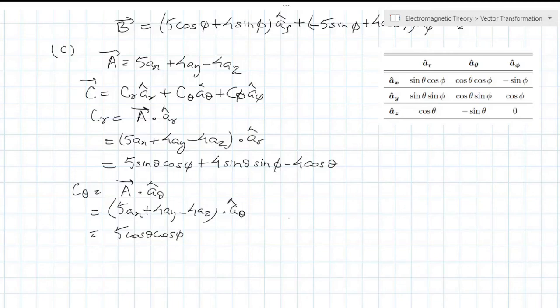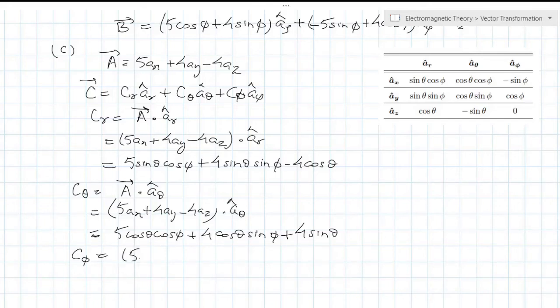cos phi. Then in the second row, the center term will be 4 cos theta sin phi, and the last term is minus sin theta. So z dot a phi will be minus sin theta, so it will make this minus plus, so it will be 4 sin theta. This is the coefficient in theta direction, and the last coefficient is C phi.